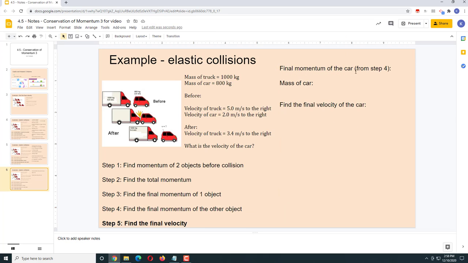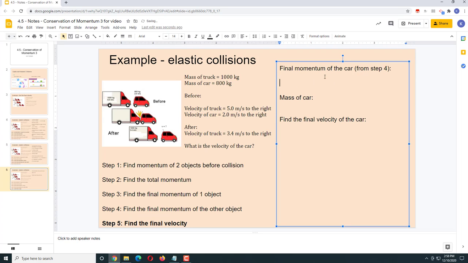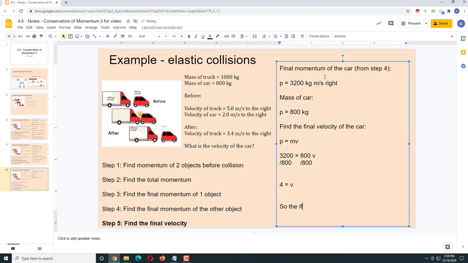So now that we know the momentum of the car, which is 3,200 kilograms meters per second to the right, and the mass of the car is still 800 kilograms, we have m, we have p. We can use that to find v. So p equals mv. So 3,200 equals 800 times v. Divide both sides by 800. And we get 4 equals v. So the final velocity of the car is 4 meters per second to the right.